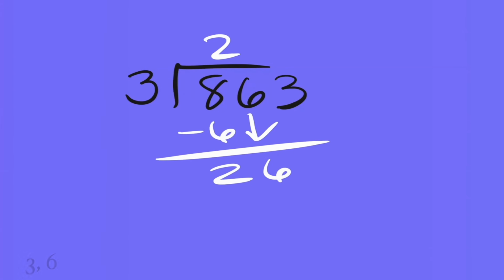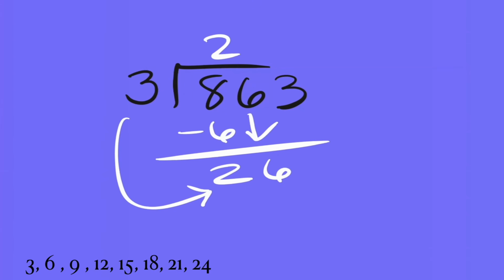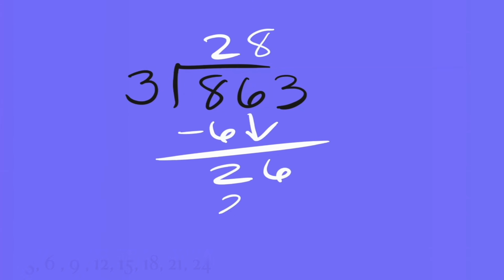And now we're going to say how many times 3 hops into 26. 3 hops into 26 8 times without going over. 8 times 3 is 24. Subtract. 26 minus 24 is 2. And now we bring down the 3.